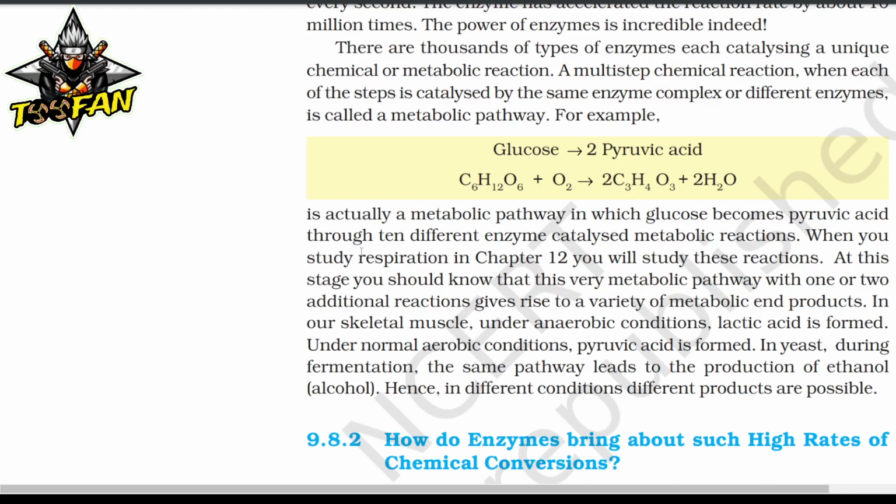In our skeletal muscles, under anaerobic condition, lactic acid is formed. Under normal aerobic condition, pyruvic acid is formed. In yeast, during fermentation, the same pathway leads to the production of ethanol, alcohol. Hence, in different conditions, different products are possible.